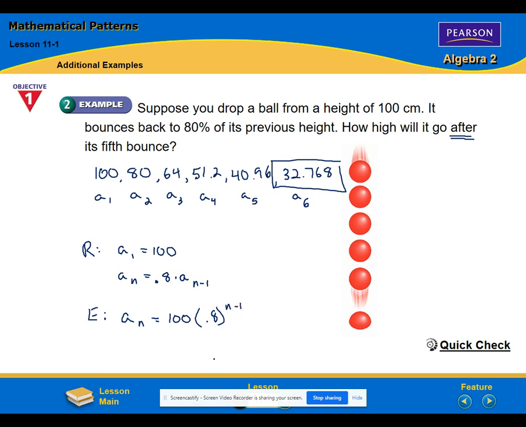And just before we're done here, I'd just like to test that. We wanted after the fifth bounce, so we wanted the sixth number. If I plug a 6 in here for n, and I do this calculation on my calculator, I go 100 times 0.8 to the fifth, right? 6 minus 1 is 5. I do, in fact, get 32.768.